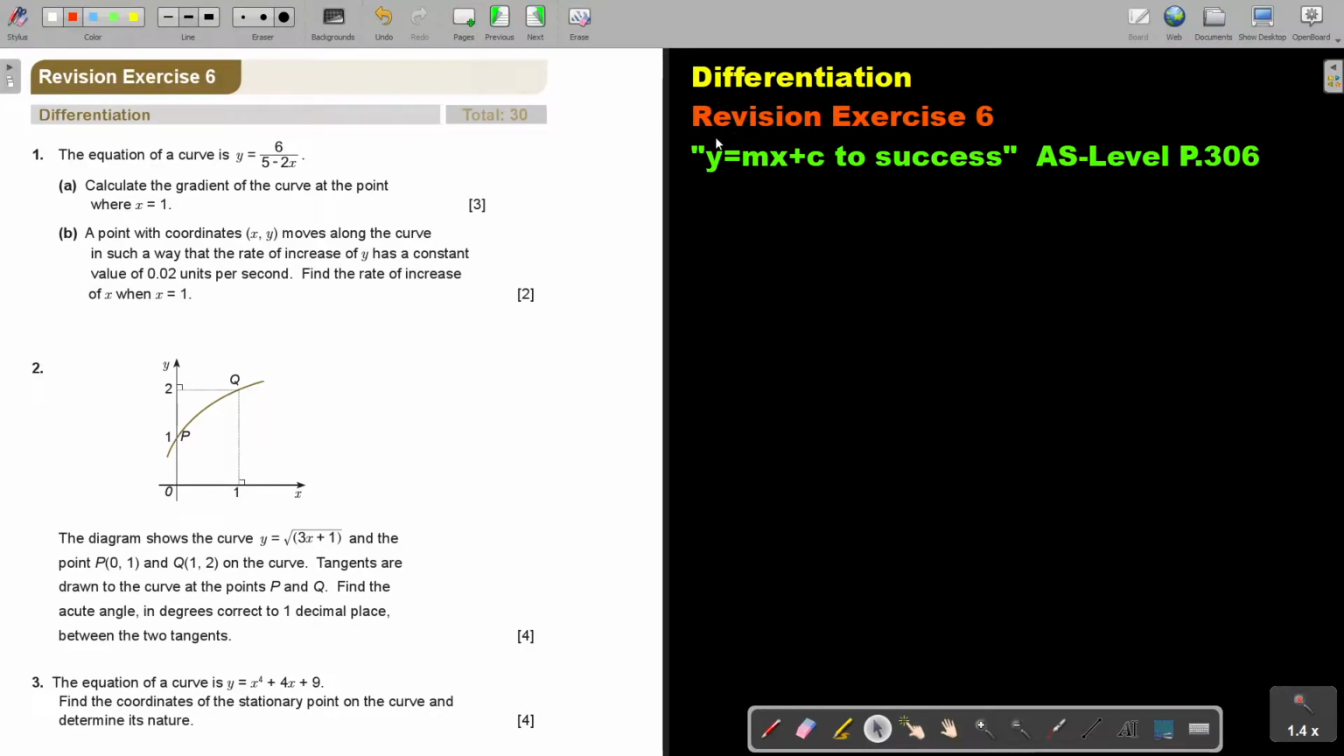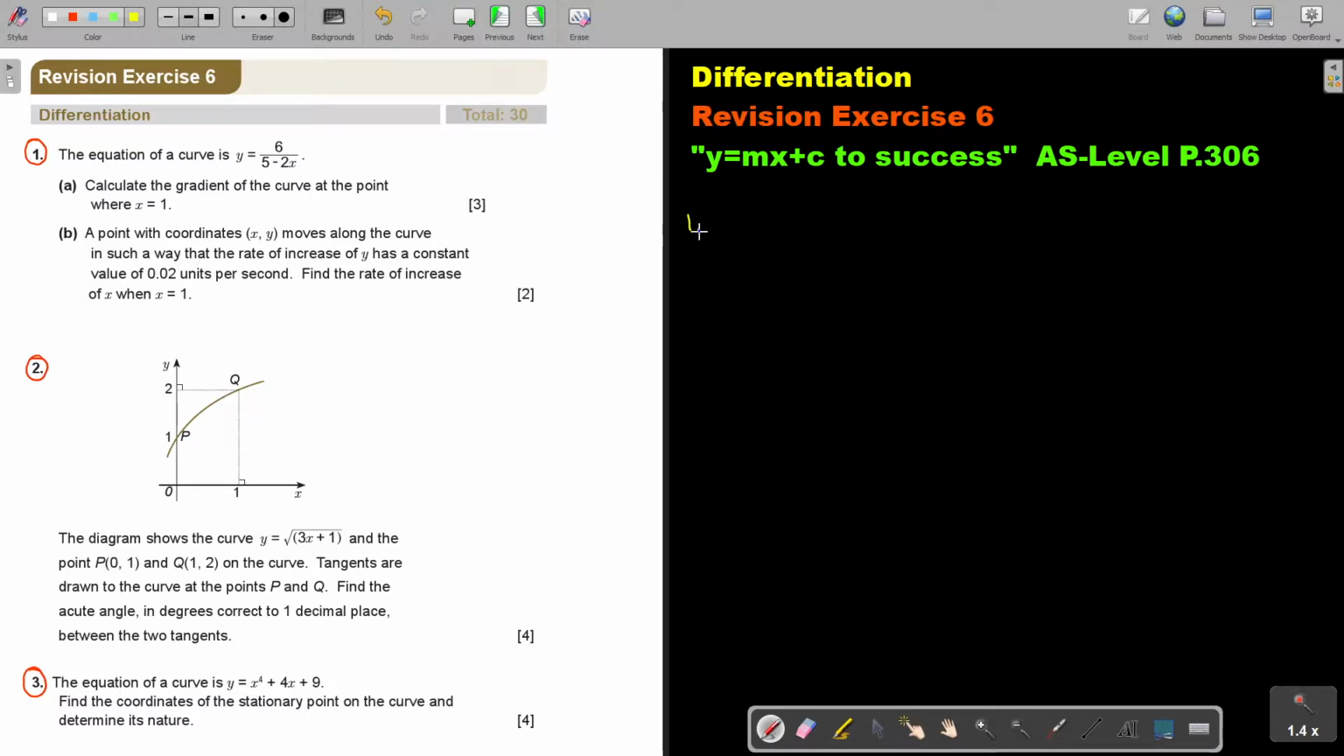In this video, we are going to start with revision exercise 6, differentiation. You will find this on page 306 in the Namibian AS-Level Mathematics textbook, y equals mx+c to success. I want you to stop the video and do 1, 2, as well as 3. In the next video, we will do 4 and 5. As soon as you are finished, you can continue the video.